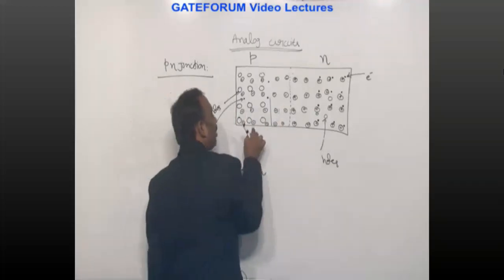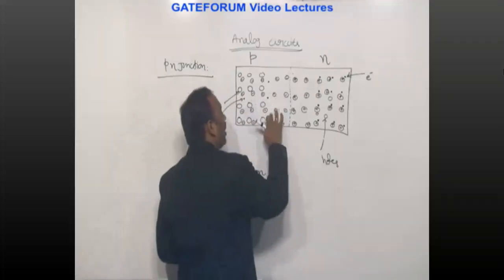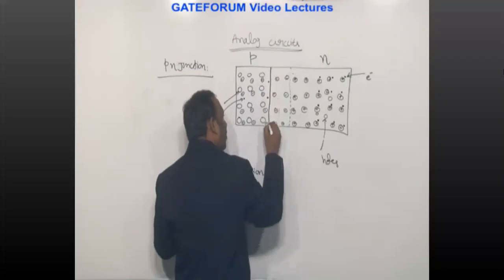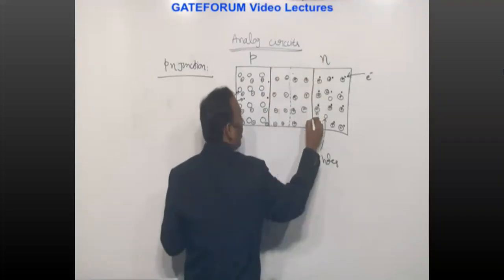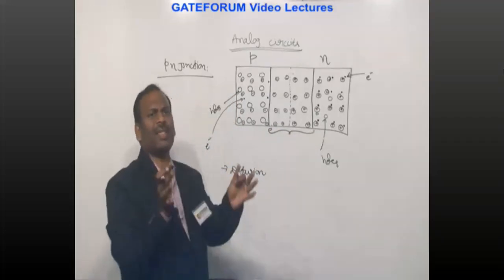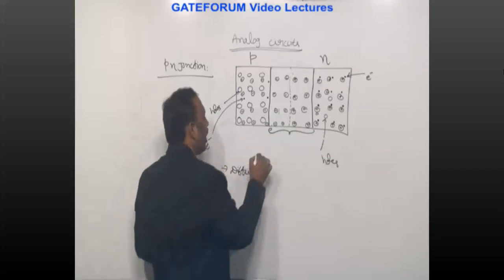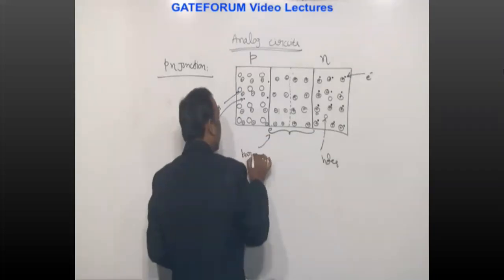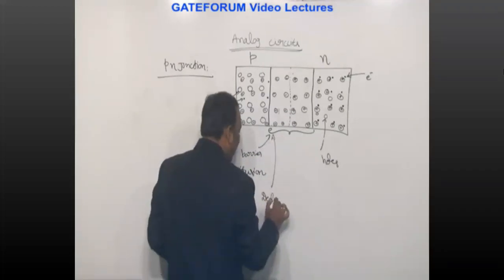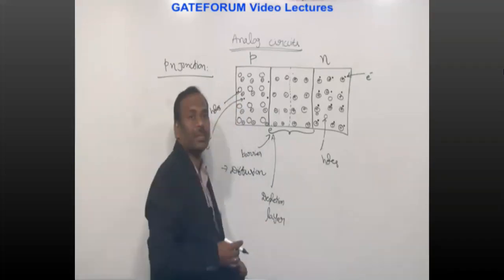That means holes will not be able to move from here to here. Electrons cannot move from here to here. Therefore this is acting as a barrier. Barrier in the sense it is not allowing the charge carriers from one side of the junction to the other side. This is called the barrier, or it is also called the depletion layer.